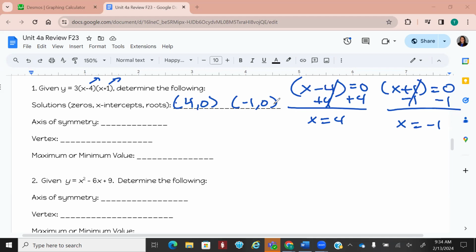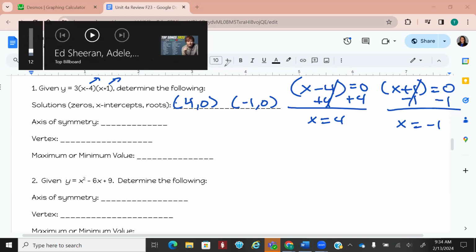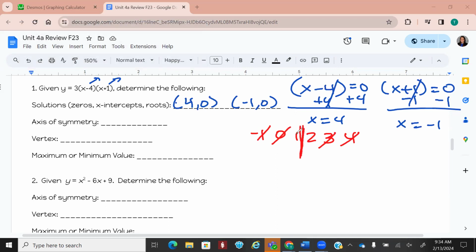Okay. Now, axis of symmetry, that's the middle number. That's a number that's in between these two numbers. So from -1 to 4, what's my middle number? What's in between? What's in between? I'm sorry, 1.5, right?